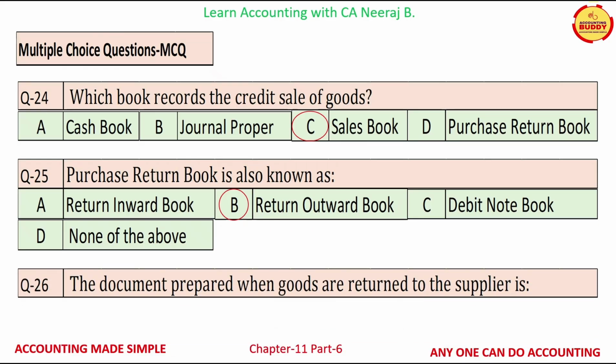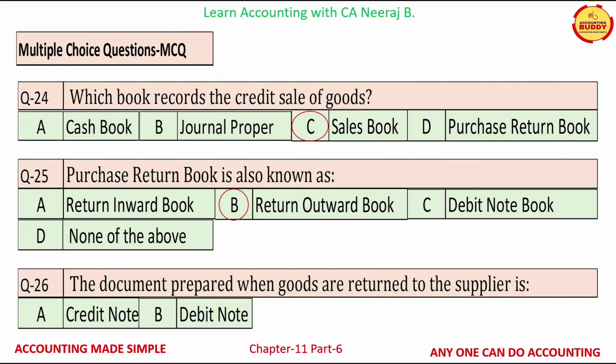Question number 26 is, the document prepared when goods are returned to the supplier is, and the available options are option A, credit note, option B, debit note, option C, voucher, and option D, invoice. And the correct answer is option B, debit note.